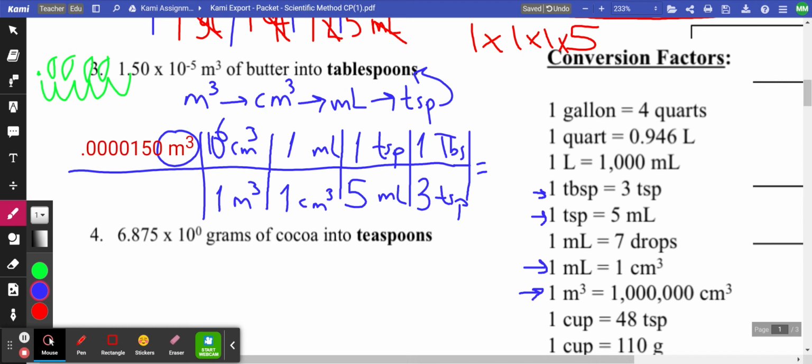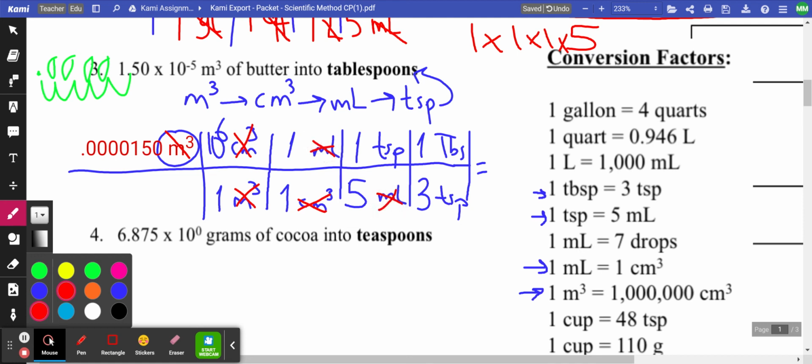Did I do right? So let's cancel the units. Matching units. Yes. Centimeter cube. Matching. Diagonally. Yes, milliliters diagonally. Teaspoons diagonally. Yay, I have tablespoon in my answer, so I got it right.